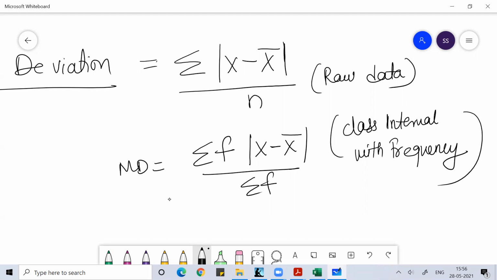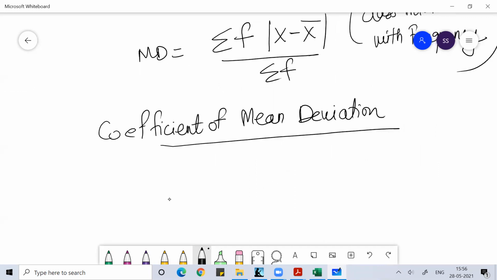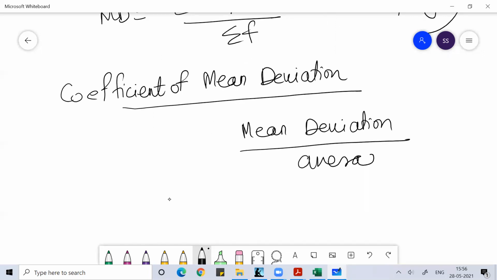Then if I ask you what is the coefficient of mean deviation, in the question of coefficient of mean deviation you use the formula: mean deviation by average, where the average can be mean, median, or mode. This is the formula of coefficient of mean deviation. So you use this formula whenever you get a problem on mean deviation, and you can get the answer very easily.